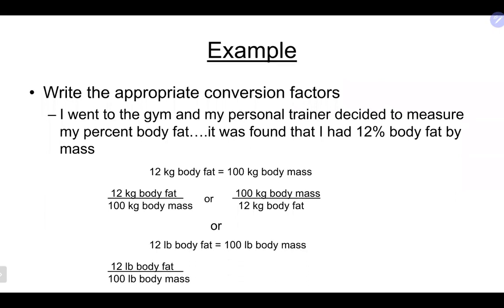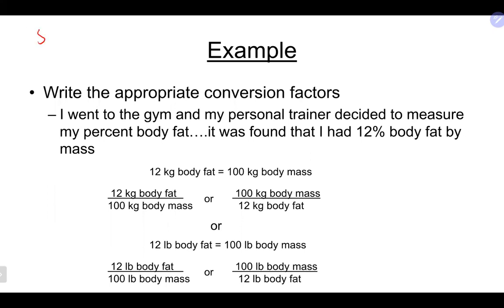Now, sometimes we are given percentages, and as you may know, one of the easiest ways to turn a percentage into a usable number is to assume 100 of something. So if we have 12% body fat by mass, that means we have 12 kilograms over 100 kilograms of body mass. Or if you want to do more of an English one, we have 12 pounds over 100 pounds of body mass. So really, if you're given anything that's a percentage, the easiest thing is just to assume 100, kind of convert it into 100.